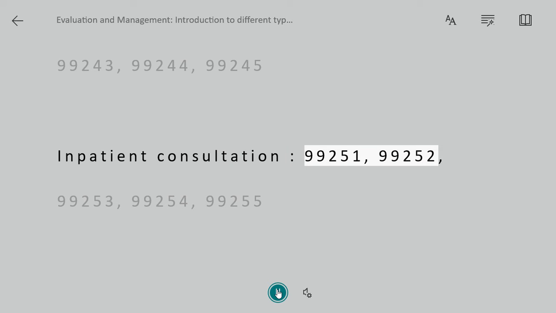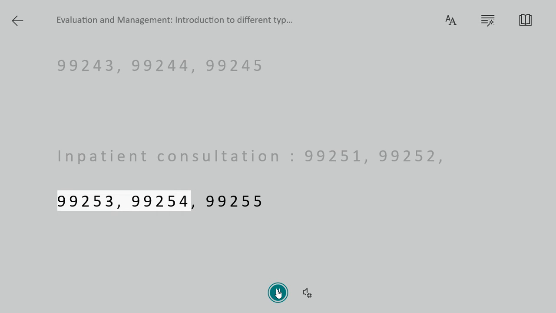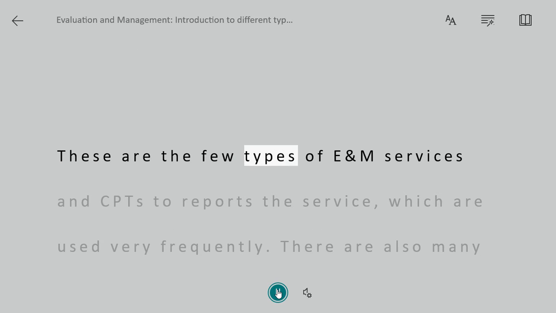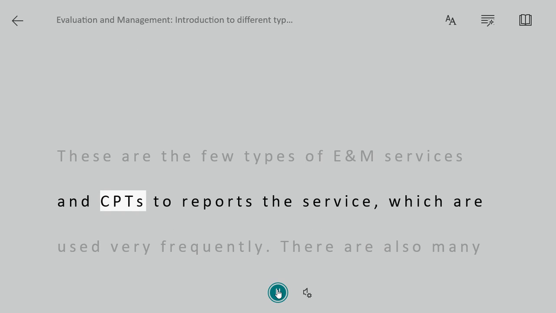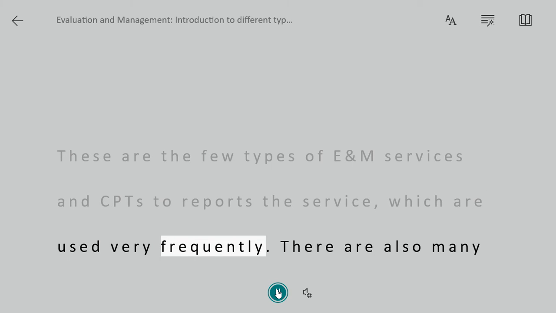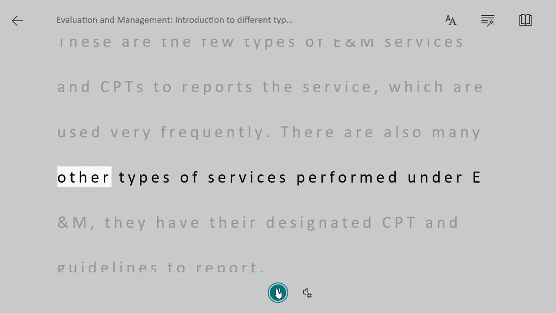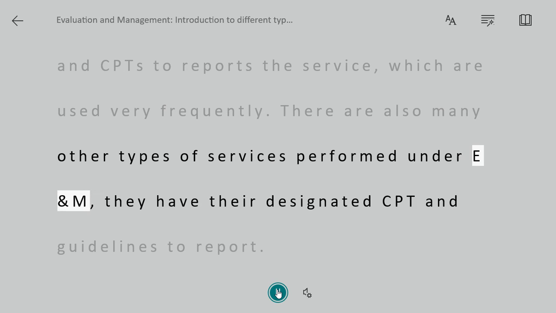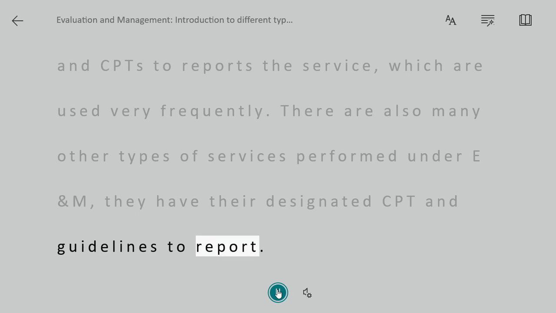99251, 99252, 99253, 99254, 99255. These are the few types of E&M services and CPTs to report the service, which are used very frequently. There are also many other types of services performed under E&M. They have their designated CPT and guidelines to report.